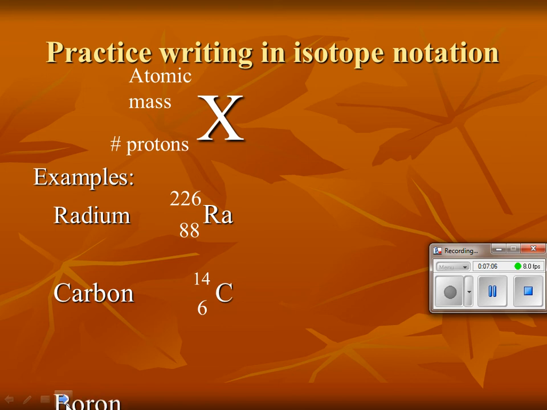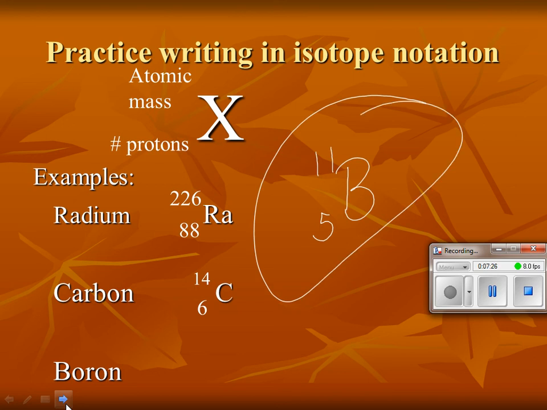And the last example that I want you to do is boron. So we'll go ahead and do this one together. We've got the chemical symbol B, and we know that boron is element number 5, which means that there are 5 protons, and its atomic mass is 11. And so this format right here is the format you're going to be needing when we are talking about nuclear chemistry.